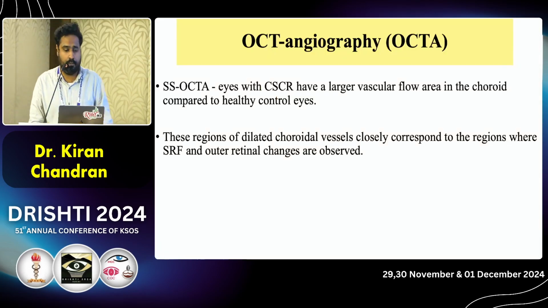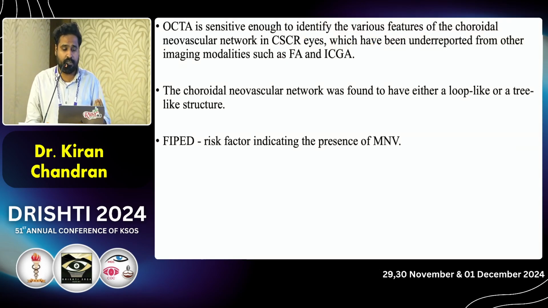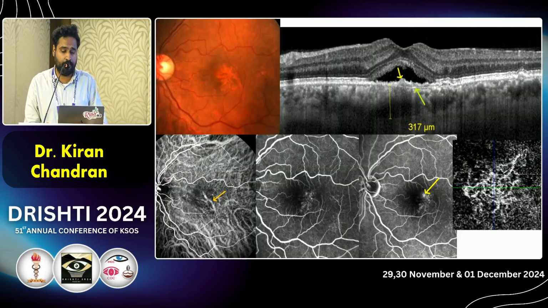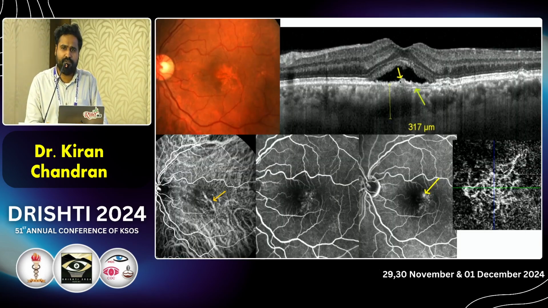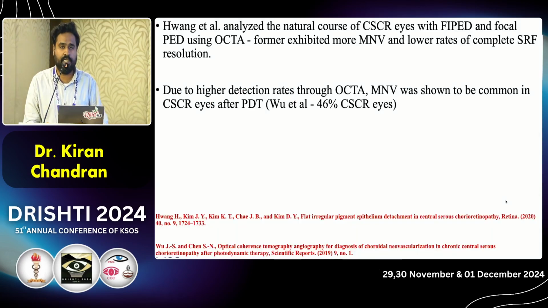OCT angiography in CSCR helps in picking up subtle networks which may be missed on FFA and ICGA. And the presence of a flat irregular PED is an important indicator for the presence of MNV. In this case, you can see RPE defects at the macula, subretinal fluid is present, and just below it, you can see a very subtle elevation of the RPE and Bruch's. FFA just demonstrates a trace of hyperfluorescence. ICGA does not show much change except for the dilated choroidal vessels. OCTA is extremely sensitive in these cases because of beautiful networks at the sub-RPE level, indicative of type 1 CNVM in a case of CSCR.